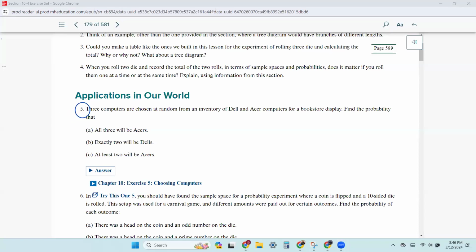Number five. All right, so I want to make a little tree thing here. Three computers are chosen at random from an inventory of Dell and Acer computers for a bookstore display. So we're going to make a display. We've got the choice of Dell or Acer. So I'm going to have an A here and a D for Dell, A for Acer, D for Dell.